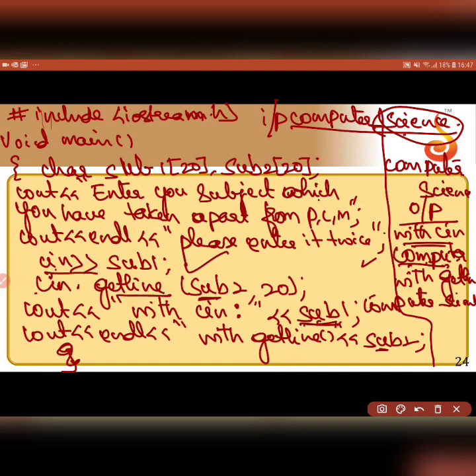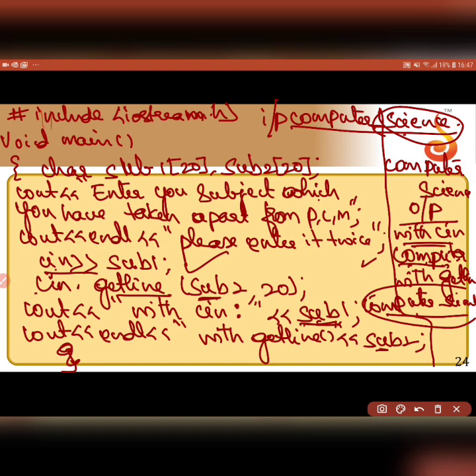But with getline it read the entire line, that is, to read an entire line along with the spaces you have to use cin dot getline. That is why the second time I got computer space science, that is computer science, the entire output is printed. So hopefully you have understood the difference here. What does the getline do?